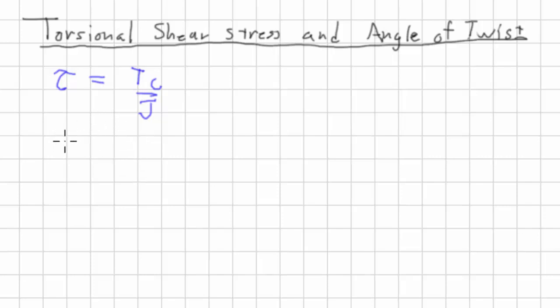For the angle of twist, theta, we start off with the torque again, multiply it by the length of the shaft, and divide it again by J, and also G is on the bottom. G is a material property, so we'll get into that.